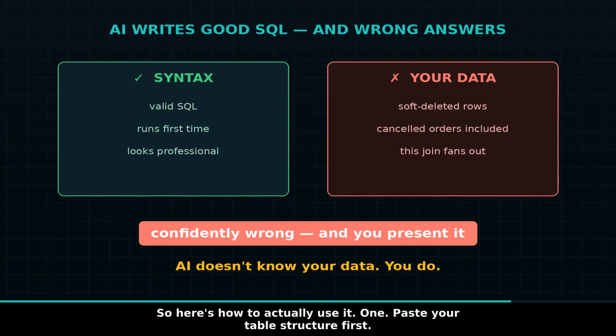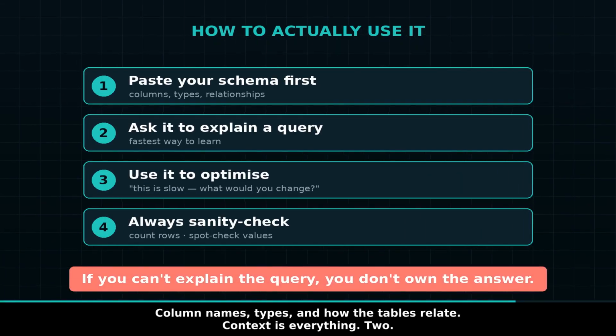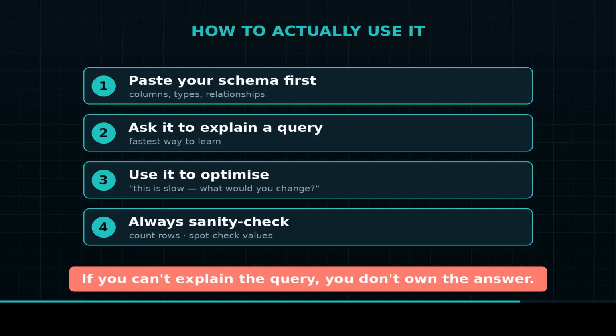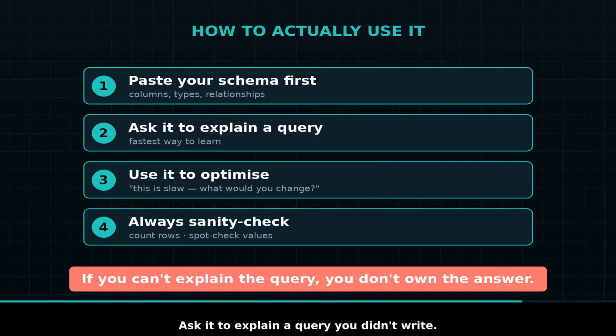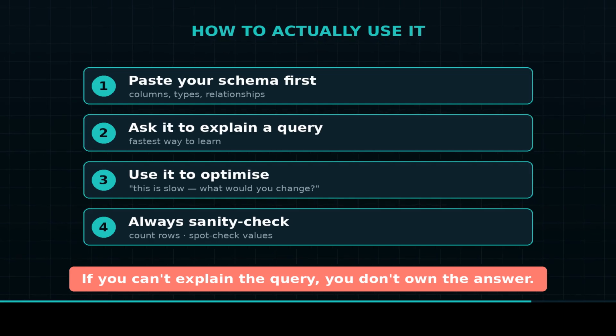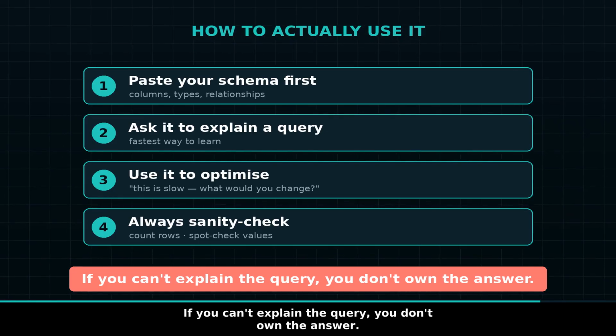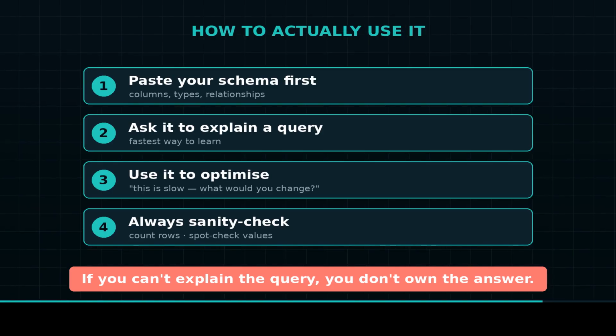So here's how to actually use it. 1. Paste your table structure first. Column names, types, and how the tables relate. Context is everything. 2. Ask it to explain a query you didn't write. This is genuinely the fastest way to learn. 3. Use it to optimize. Say, this query is slow. What would you change? And 4. Always run a sanity check. Count your rows. Spot check a few values against something you already know. The rule is the same as always. If you can't explain the query, you don't own the answer.